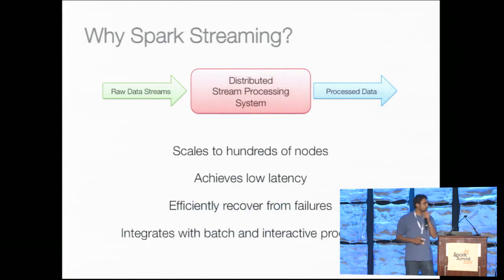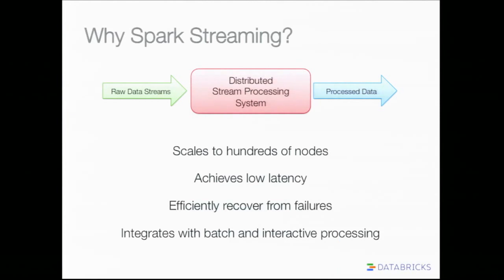Additionally, we also found that it's important to deal with failures. If you're working in a cluster environment, you're probably going to have your worker nodes failing. A stream processing system needs to recover efficiently from failures while giving guarantees on what the result of the data is despite failures. Another important fact is that it should integrate well with batch processing and interactive processing systems.